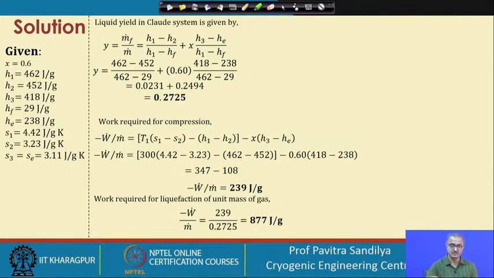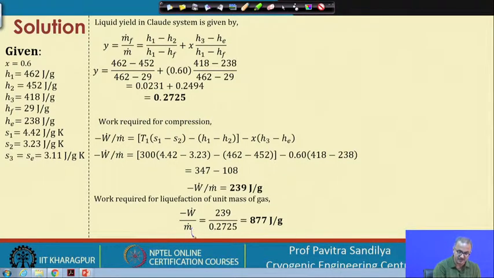And for per unit mass of gas liquefied, again it is mf, and mf by m equals y. So we use this relationship to find the work requirement per unit mass of the gas liquefied. So this is how we do this particular problem.